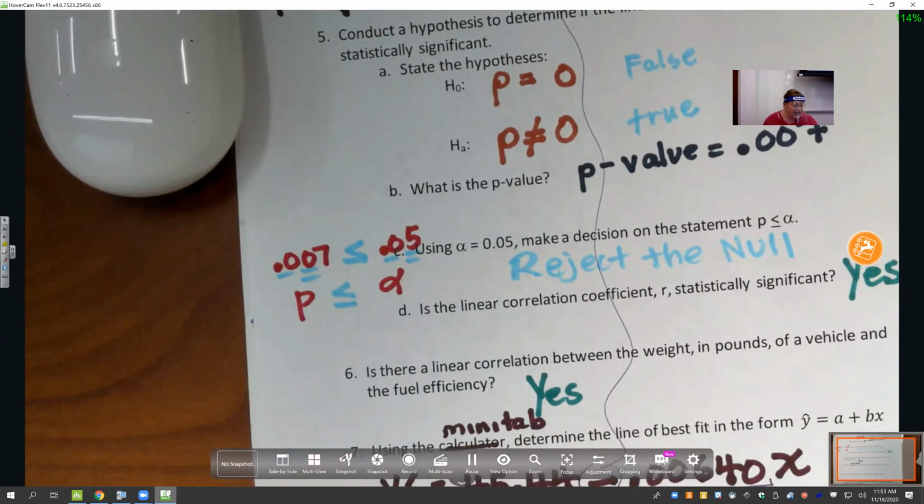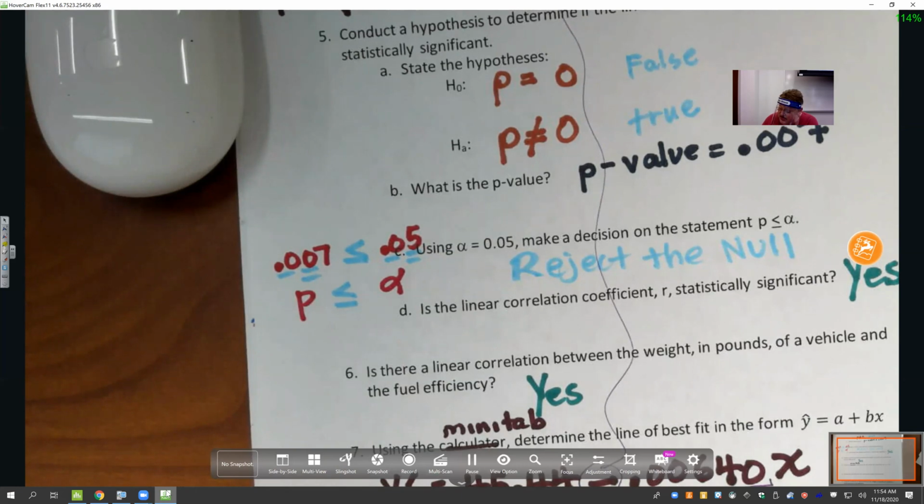Okay, so then we can make a prediction because R was significant and there is a relationship. So we're going to plug and chug. Again, they give us the weight, which was our X value. So we're going to have Y prime equals 45.44 minus 0.00640 times 3,500 pounds.